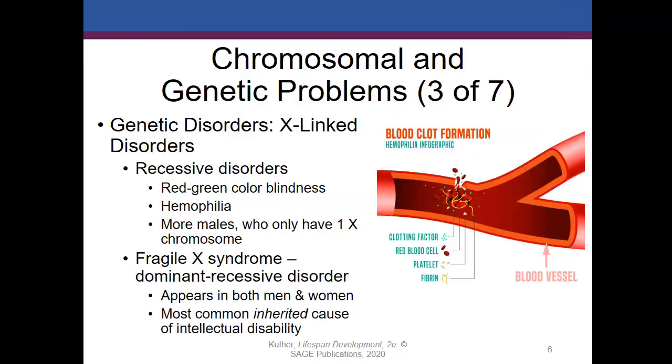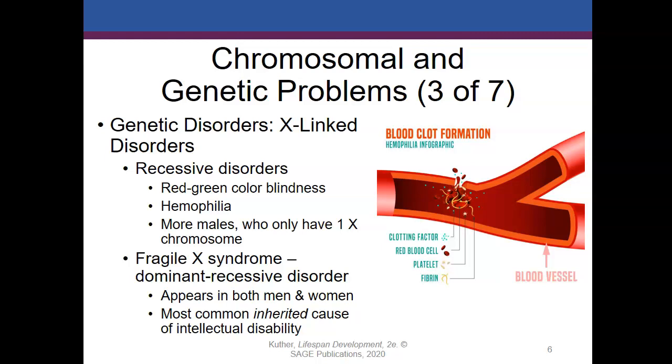Some recessive genetic disorders, like the gene for red-green color blindness, are carried on the X chromosome. These are known as X-linked disorders. Males are most likely to be affected by most of the X-linked genetic disorders, such as hemophilia, because they only have one X chromosome. Females have two X chromosomes, so a recessive gene located on one X chromosome will be masked by a dominant gene on the other X chromosome.